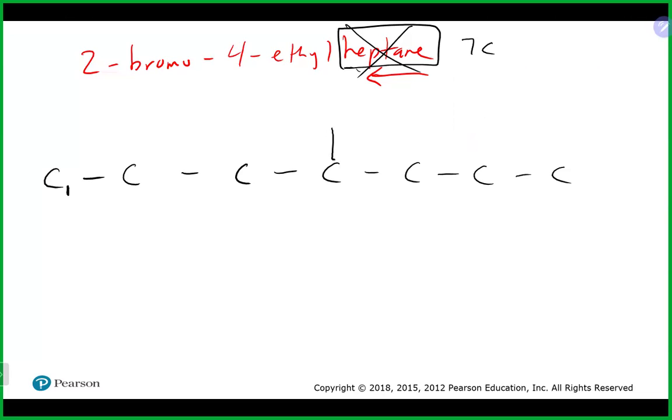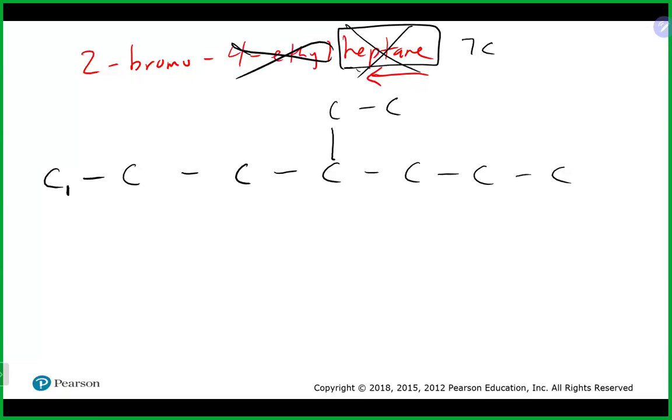And at carbon number 4, there should be an ethyl group. Now, when it says ethyl, I know it's a carbon-based group, right? And it has how many carbons? Ethane has 2. Sounds good. So even if you're not sure how many hydrogens it should have, just lay out the 2 carbons at this point, right? So there's my ethyl group coming in, and that takes care of that.